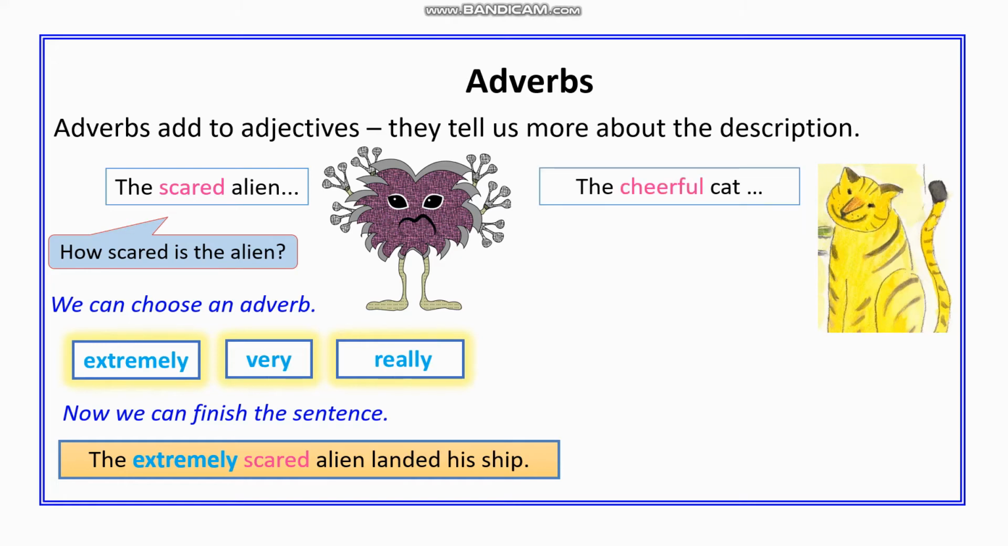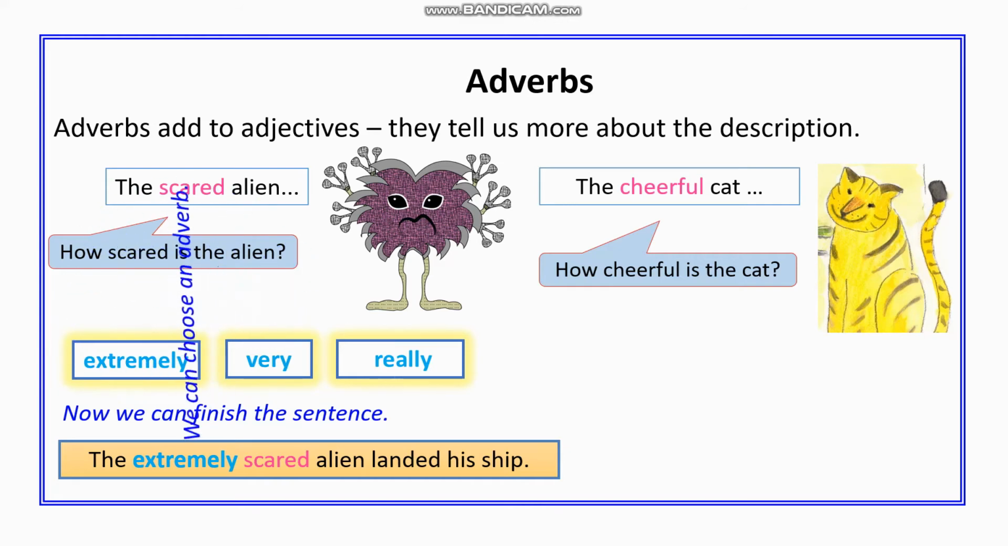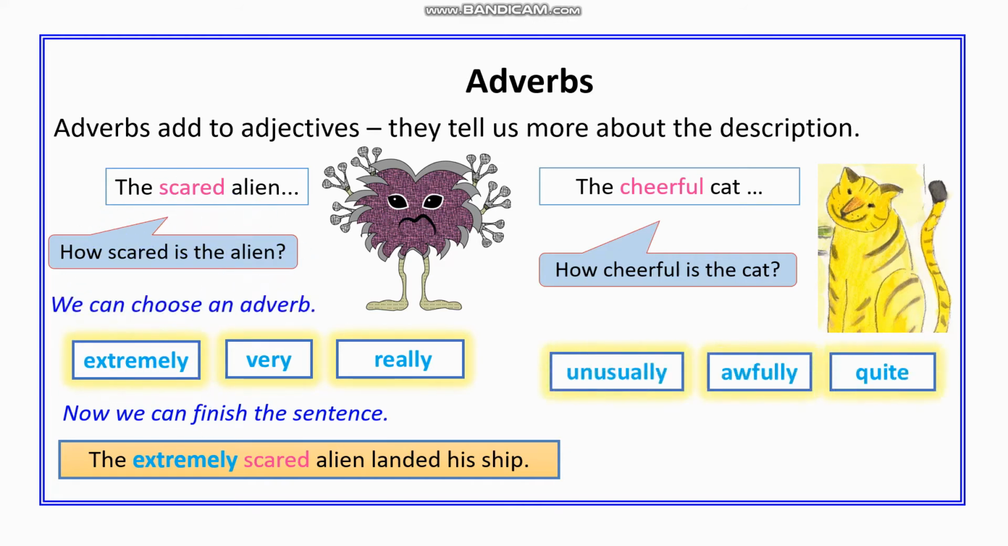The cheerful cat. Cheerful being an adjective, and obviously cat is your noun. It's describing the cat. So we know the cat is cheerful. He's cheerful and happy. But how cheerful is the cat? We can choose an adverb. So choose either unusually, awfully, or quite. I've chosen awfully. The awfully cheerful cat smiles at the alien.